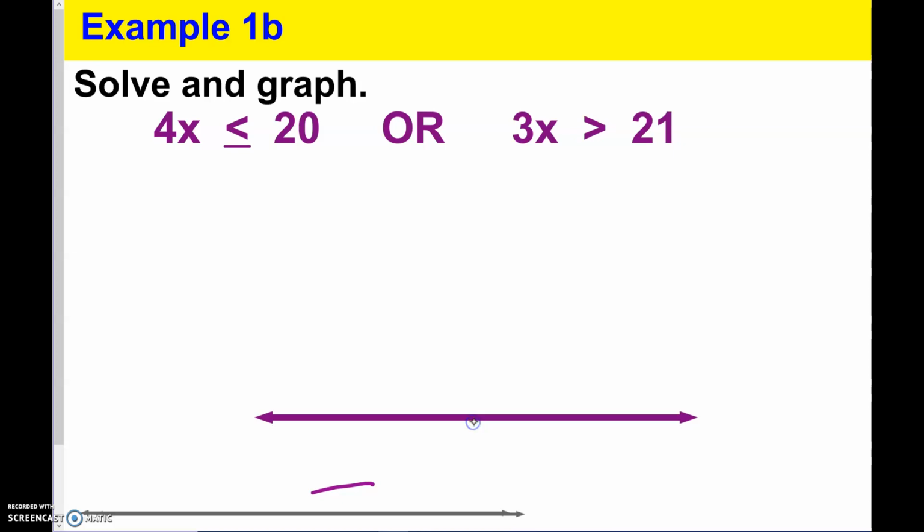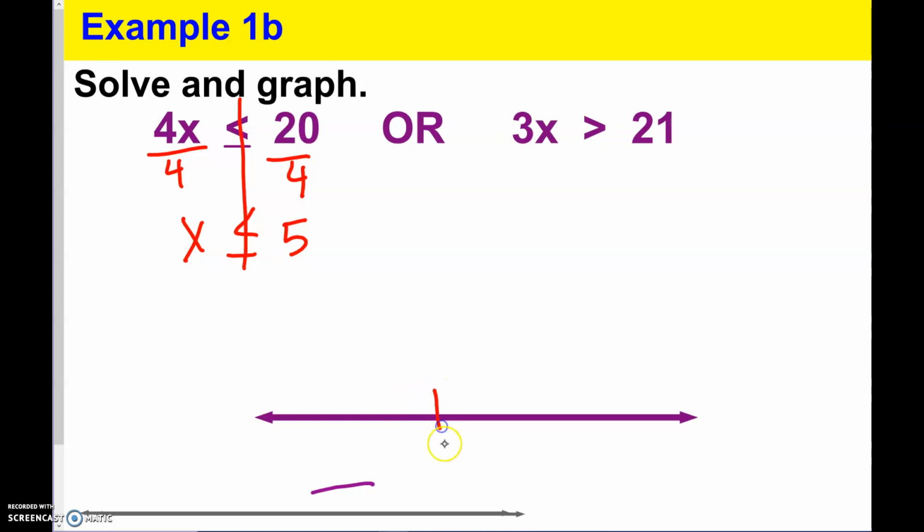But first, before we graph it, we have to solve it. I'm just going to do it in 2 different colors just so you guys can see why I'm doing 2 of them here. So this looks just like what we did about a week and a half ago. 4 times x, so the opposite of times is divide. So we're going to divide both sides by 4. So I have x, that's a +4 I divided by, so I'm going to leave my sign the same. And 20 divided by 4 is 5.